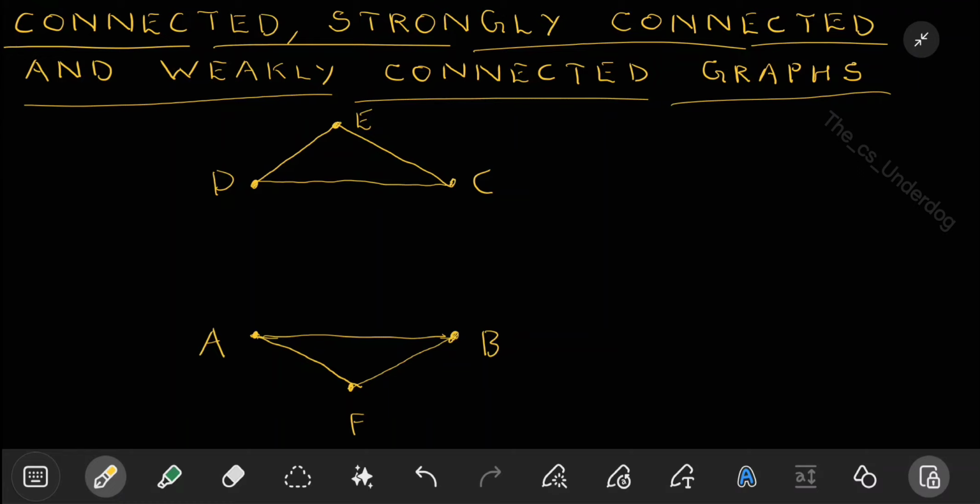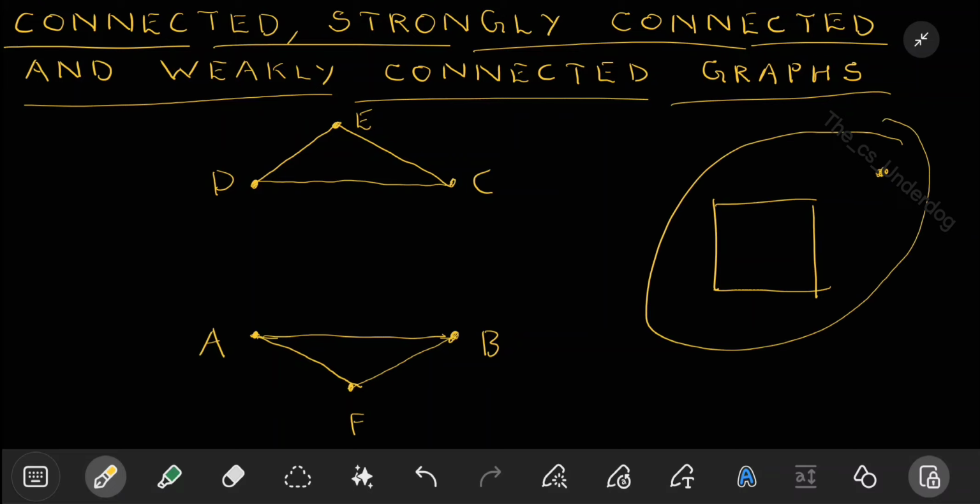What is another situation? If you have a graph like this that is connected, and you have one isolated vertex here, this vertex is not connected by any edge. Then this is a single graph, but it has two subgraphs. One subgraph is this, which is connected, and another subgraph is this vertex alone. So this complete graph, which includes two subgraphs, is not connected.